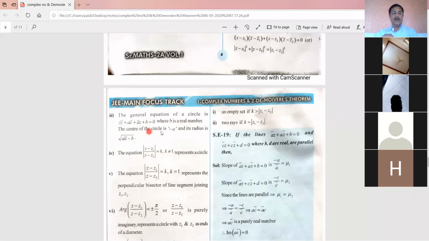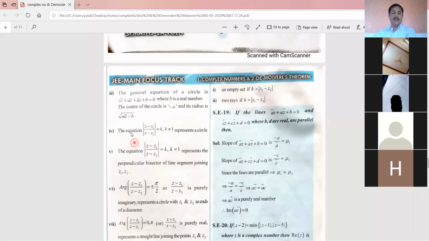By using these complex numbers, by substituting them and simplifying, we get the equation like in coordinate geometry. But remember the general equation of a circle in the complex plane, its radius and its center. When the general equation of a circle in the complex plane is given, the center of the circle is minus a, where a is also a complex number, and the radius of the circle is under root of a bar minus b.